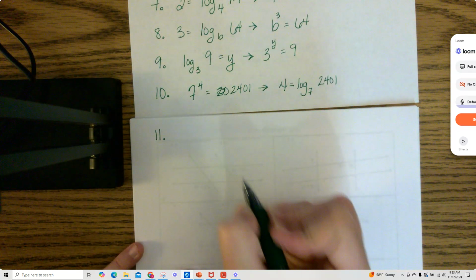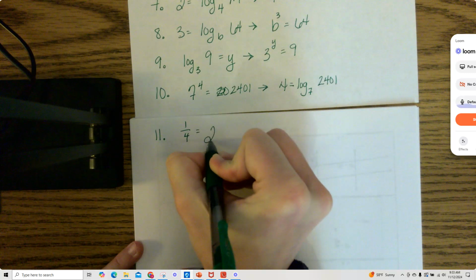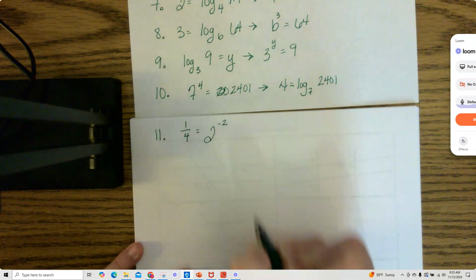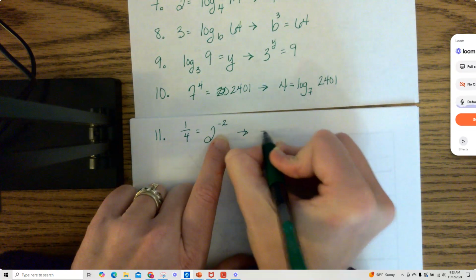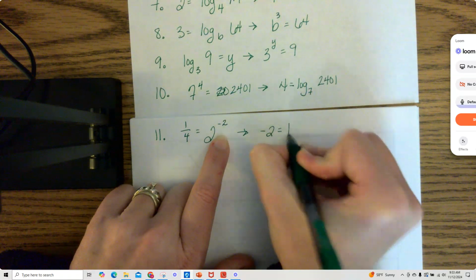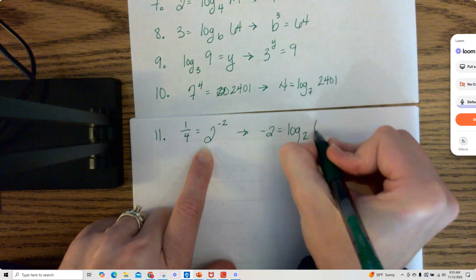1/4 equals 2 to the power of negative 2. And it wants a log. So negative 2 equals log base 2 of 1/4.